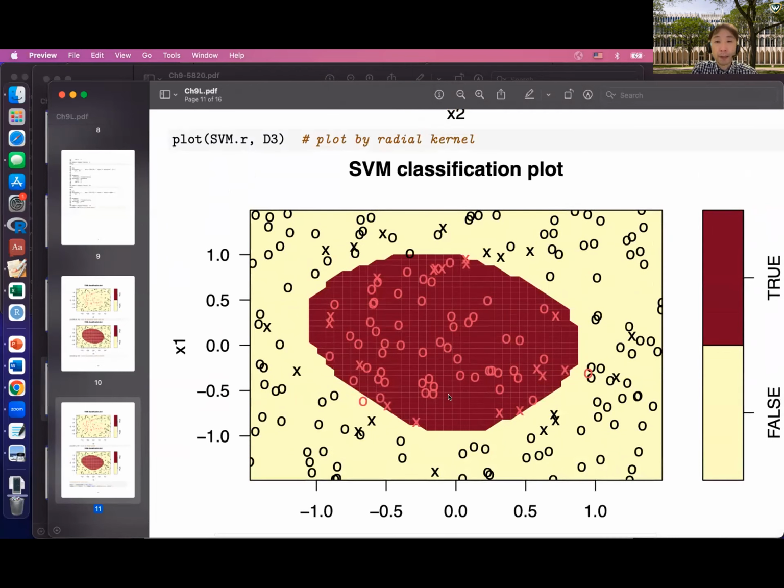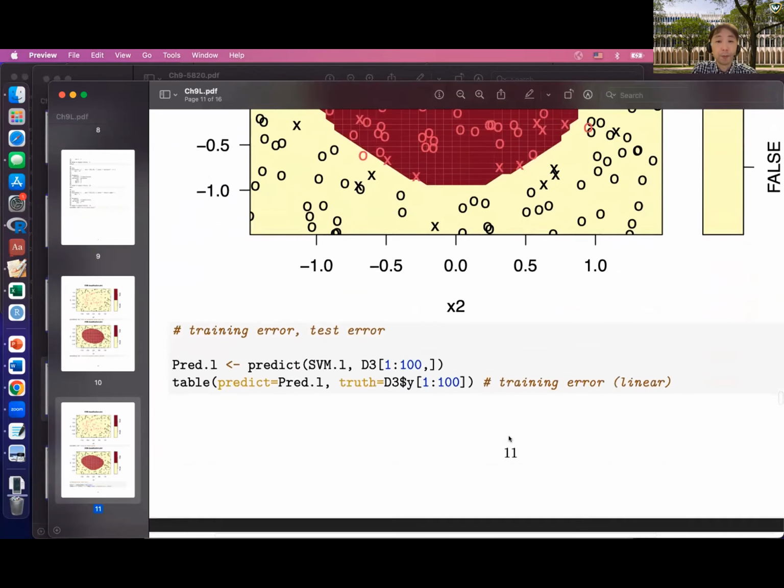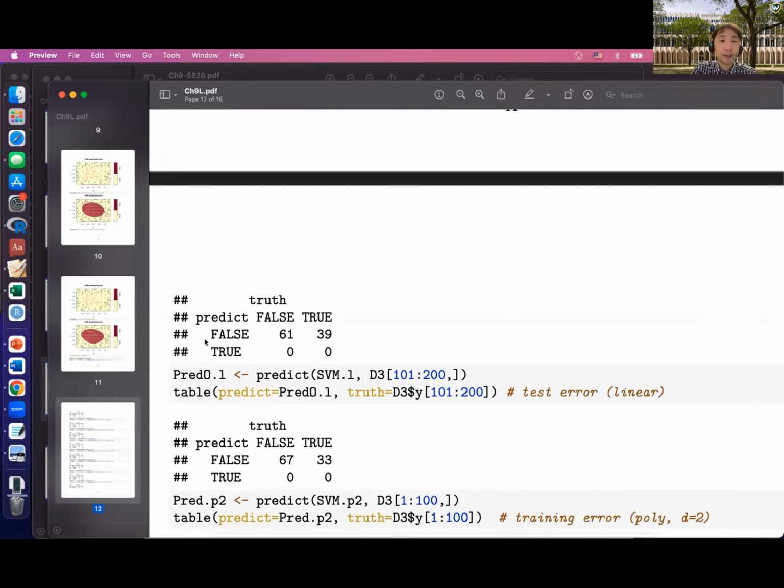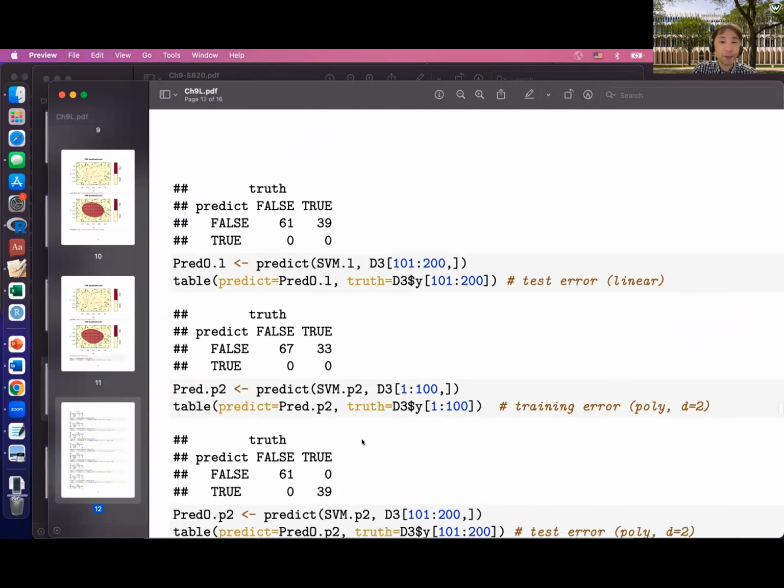And this is the radial basis kernel. So this works pretty good. It's similar to d equal to 2. Training error: the linear kernel always predicts false. It does not make any sense.